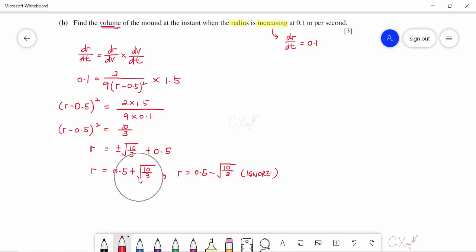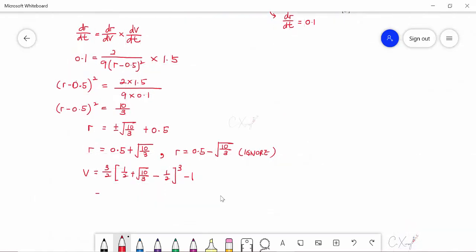So my radius is this. But according to the question, they're asking for volume, so you need to substitute the value of r into the volume equation, which is 3 over 2 times (r minus 0.5) to the power 3 minus 1, where r is 0.5 plus square root 10 over 3. You straight away substitute the value of r into the volume equation to get the volume. The long answer for this is 8.1287. You can correct it to 3 significant figures, which is 8.13 meter cube. So this is what we have for our volume. You need to find the radius first by using all the information given, and only after that do we substitute the radius value into the volume equation.